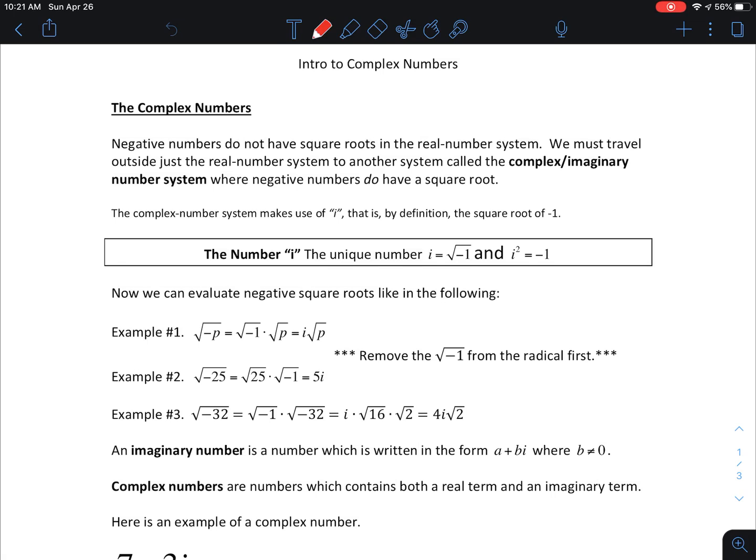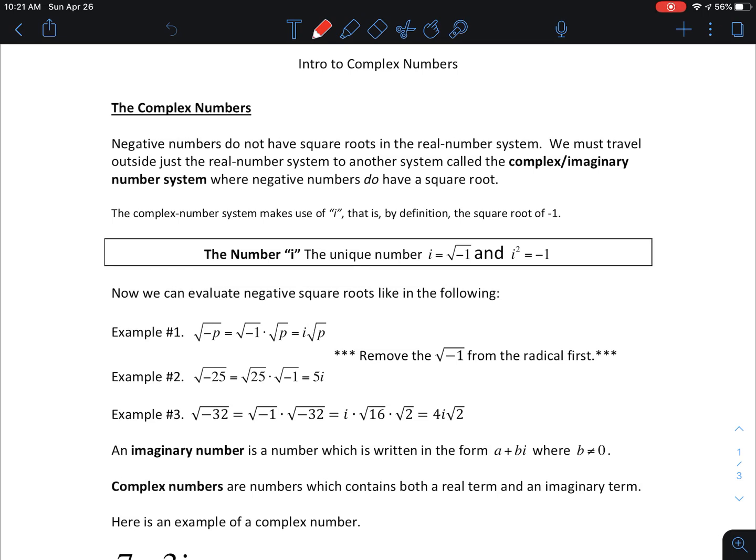Hi, everybody. We are going to start a new unit on solving quadratics and complex numbers. Today I'm going to introduce you to the idea of complex numbers, and you will get a sense of what they are and how they play into solving quadratics. And we're going to link the two together in just a few classes.